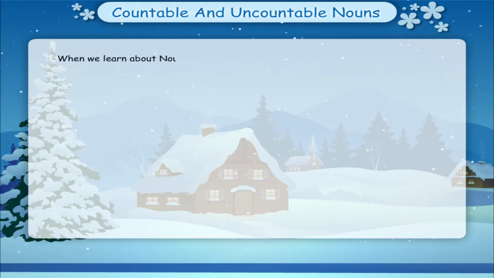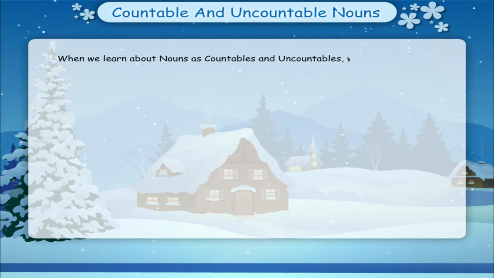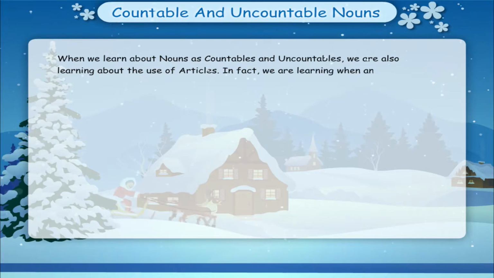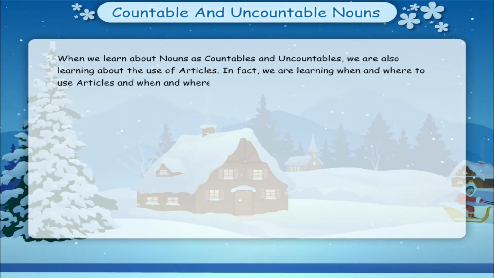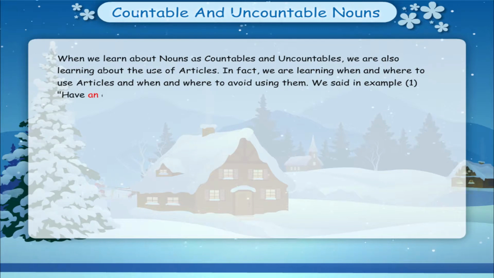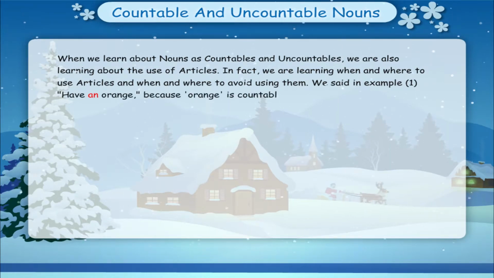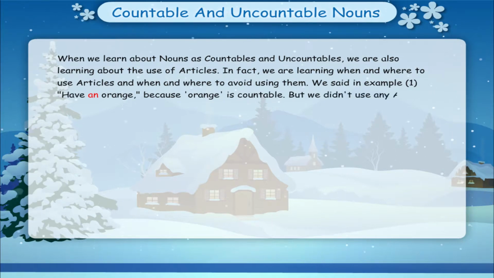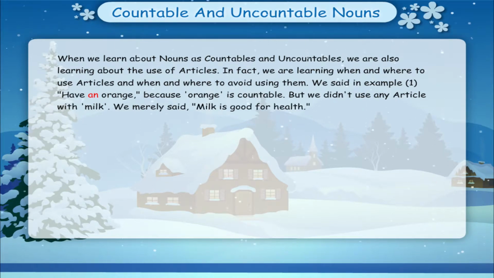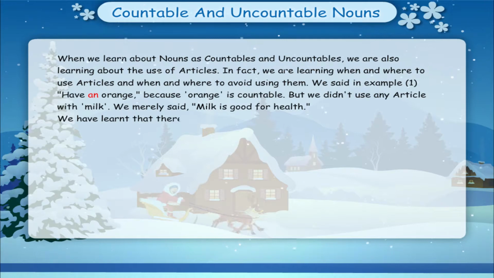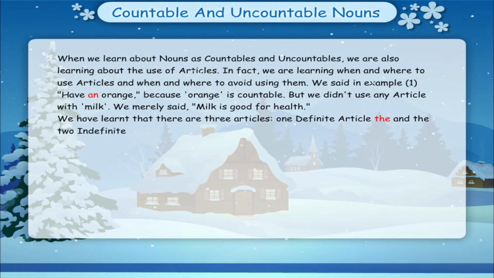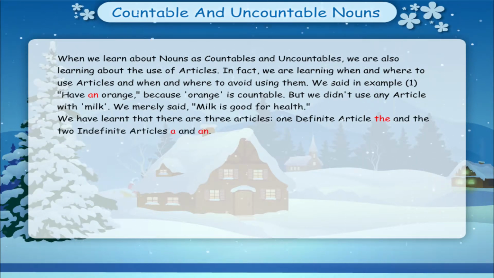When we learn about nouns as countables and uncountables, we are also learning about the use of articles. In fact, we are learning when and where to use articles and when and where to avoid using them. We said in example 1, have an orange, because orange is countable. But we didn't use any article with milk. We merely said, milk is good for health. We have learnt that there are 3 articles, one definite article, the, and the 2 indefinite articles, a and an.